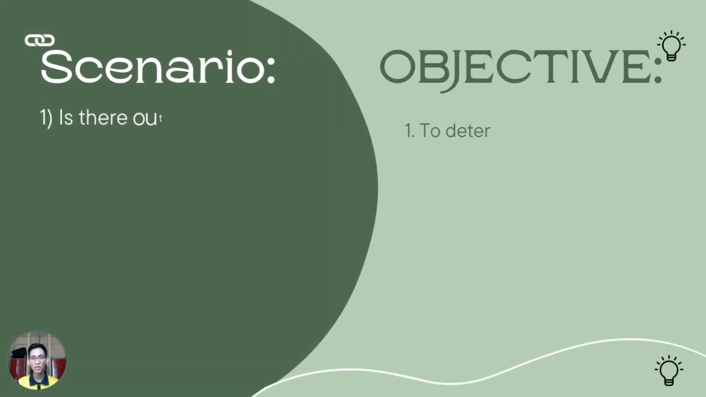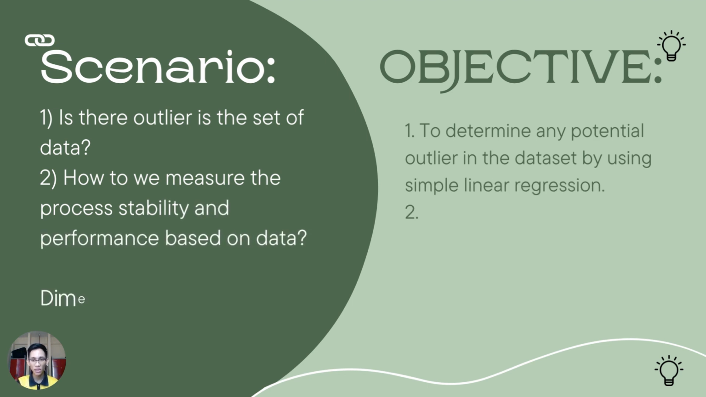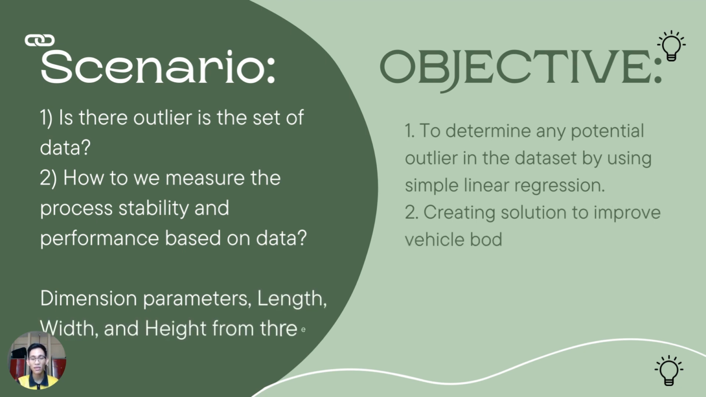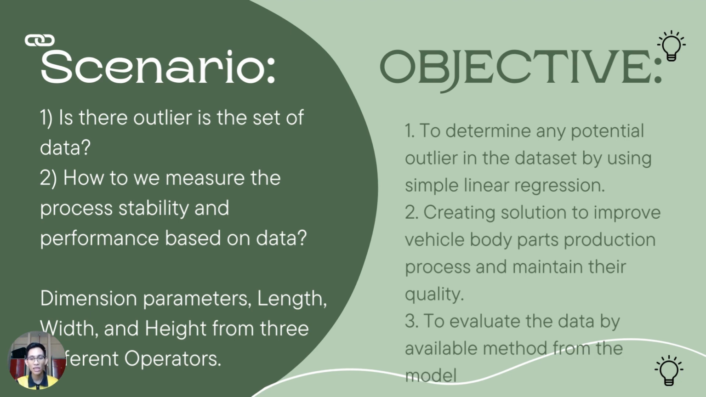The scenario related to this task is the outliers, is the set of data, how do we measure the process stability and performance based on data. We are already given a set of data which consists of three-dimension parameters which are length, width, and height from the three different operators. Now we have to observe if there are any potential outliers in the data set by using simple linear regression. Second, creating solution to improve vehicle body parts production process and maintain their quality. And the third is to evaluate the data by available method from the model.